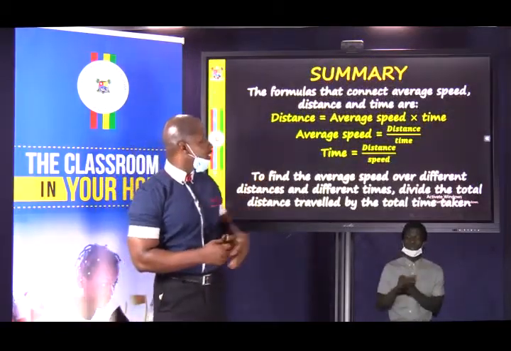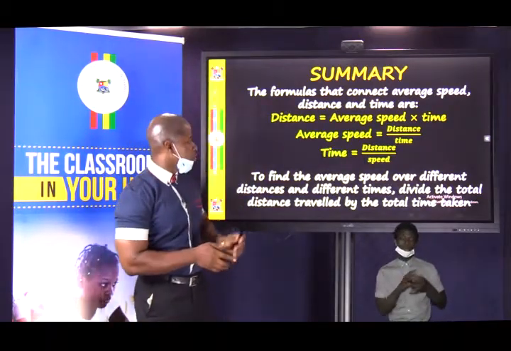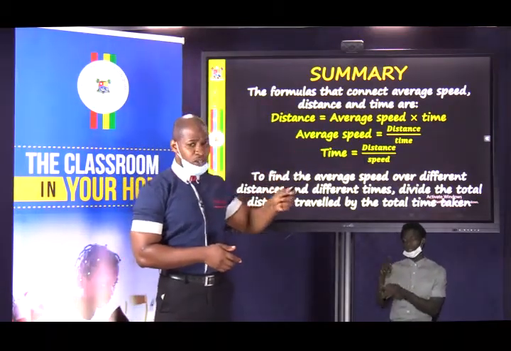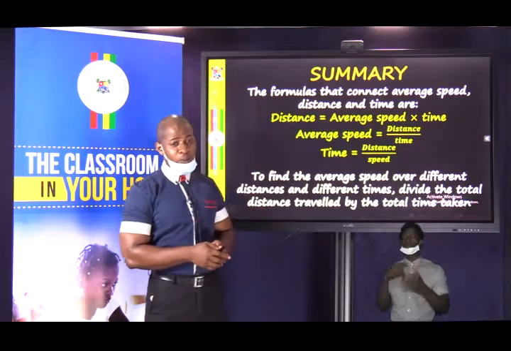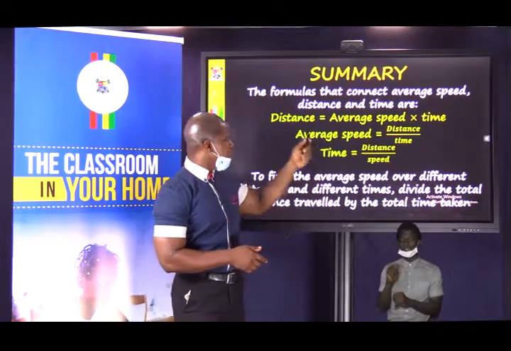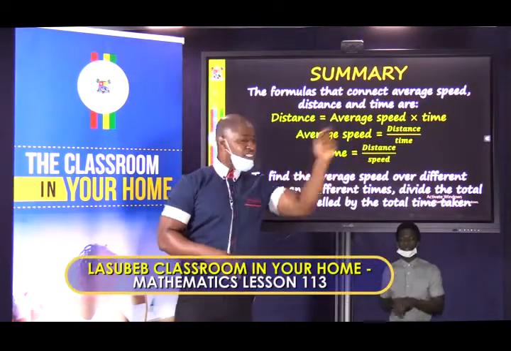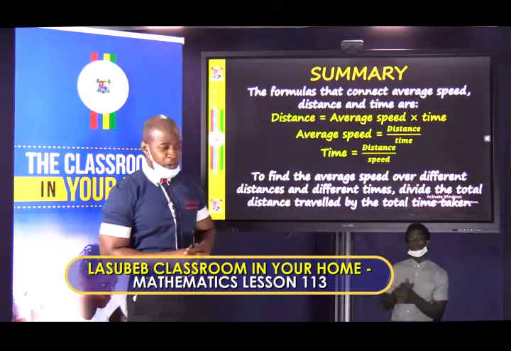The formulas that connect the distance and the time and the speed are, let's sing the song. What is the formula for average speed? That is the formula for average speed. Speed, distance over time, time, distance over speed. That is the formula for average speed.